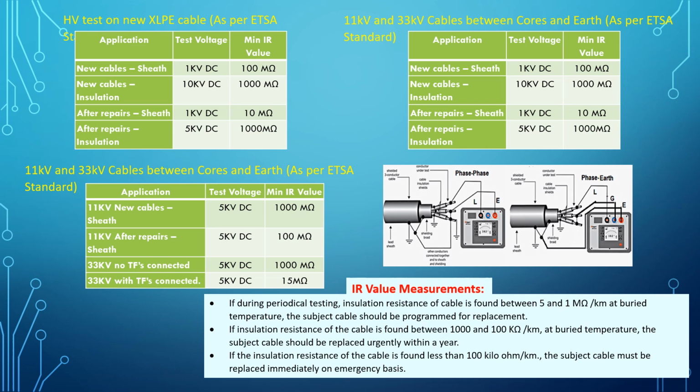So IR value measurements: if during periodical testing, insulation resistance of cable is found between 5 and 1 megaohms per kilometer at ambient temperature, the subject cable should be programmed for replacement. So this is all the information, guys. If insulation resistance of cable is found between 1000 and 1 kilo-ohms per kilometer at ambient temperature, the subject cable should be replaced urgently within a year. If the insulation resistance of cable is found less than 100 kilo-ohms per kilometer, the subject cable must be replaced immediately, or in emergency cases.